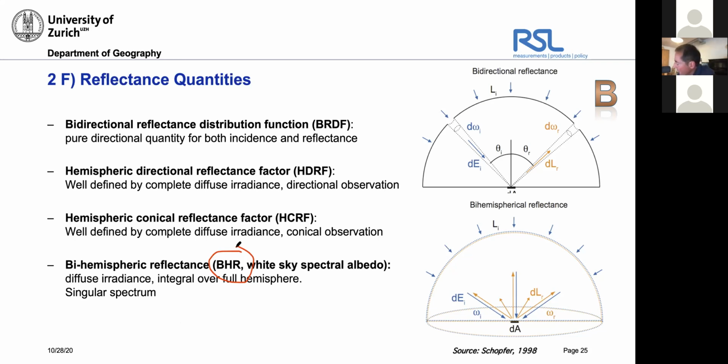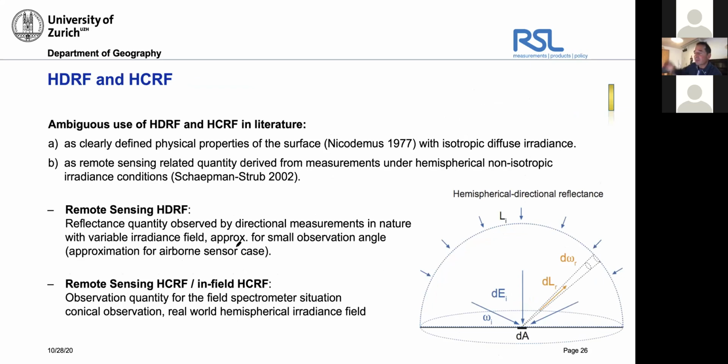So if you want to compare a library spectra to an instrument, then you should have bihemispherical reflectance quantities, because those are not affected by the BRDF. So it may be a goal of atmospheric correction to get bihemispherical reflectance in the end, or should be a goal. And in remote sensing, we have the hemispherical direction, the HDRF as a normal thing.